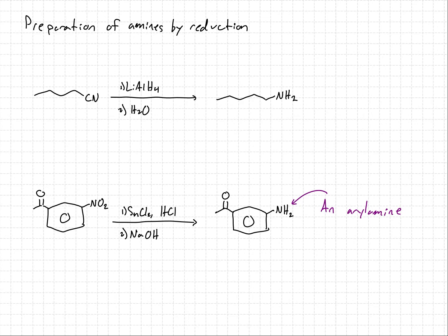Nitro groups can be reduced in the presence of ketones and aldehydes with tin chloride and HCl followed by sodium hydroxide to form aryl amines. When nitriles are reduced with lithium aluminum hydride followed by workup, they give primary amines bound to primary carbons.